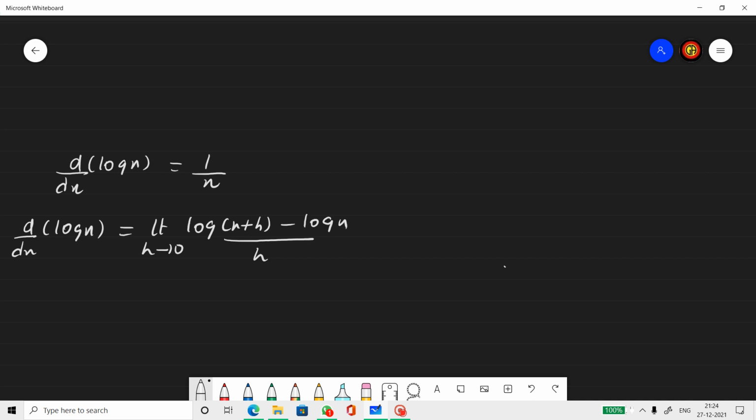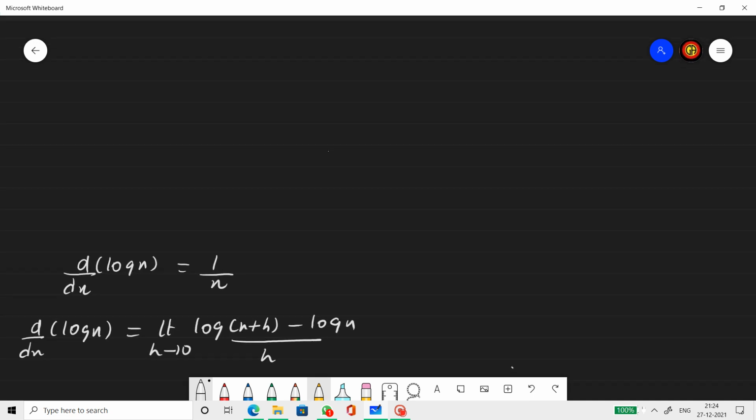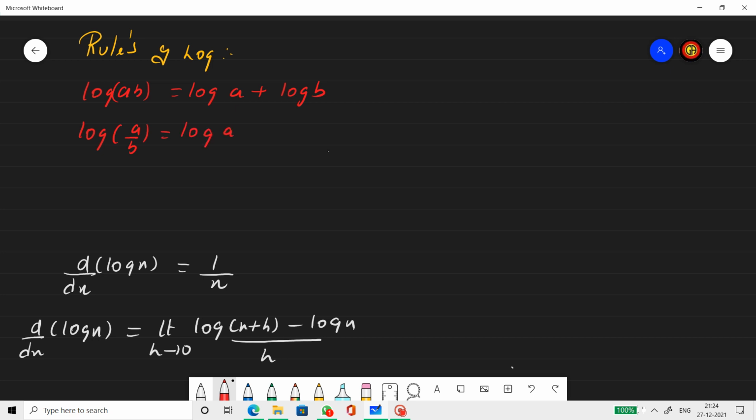I would like to list some rules of log which will be applicable in derivatives. So make a note of it, and it is very important. Rules of logarithm. Log AB is log A plus log B. Log A by B is log A minus log B.